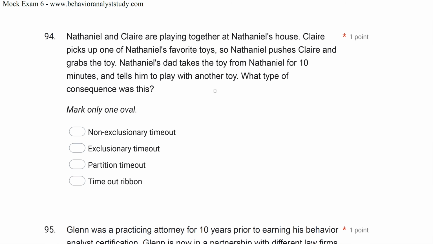94. Nathaniel and Claire are playing together in Nathaniel's house. Claire picks up one of Nathaniel's favorite toys, so Nathaniel pushes Claire and grabs the toy. Nathaniel's dad takes the toy from Nathaniel for 10 minutes and tells him to play with another toy. What type of consequence was this?